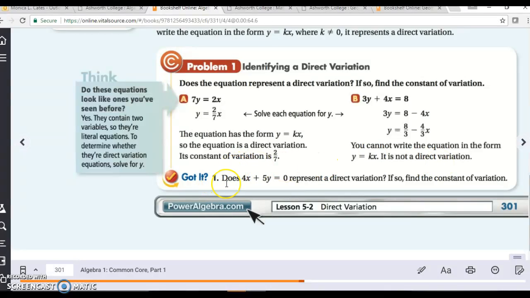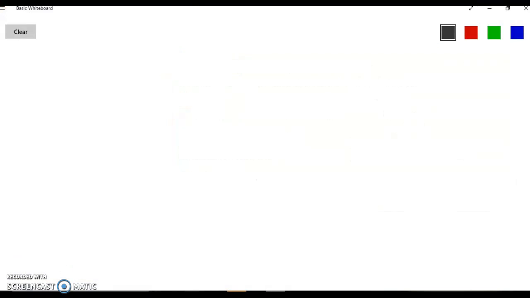Let's take a look at the Got It problem. It says, does 4x plus 5y equals 0 represent a direct variation? So let's put it on the board.